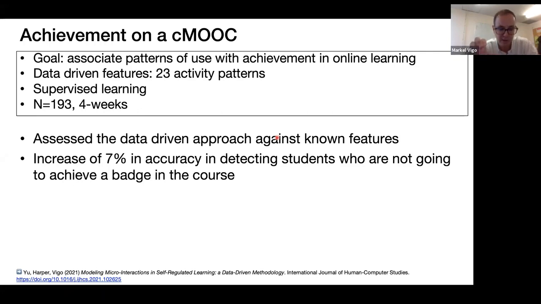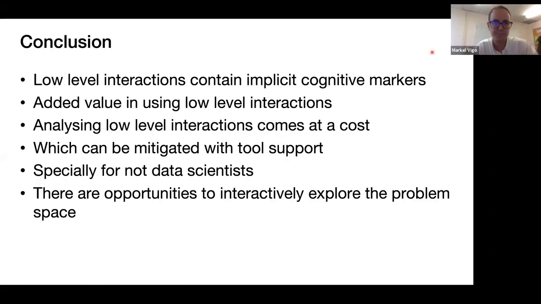And this comes back to the point I made earlier about making it actionable. We now know which behaviors are indicators of not achieving a badge. So if we can capture these behaviors early in the process, we can intervene. We can ping this user and tell them, look, you may not complete the course. Is there anything we can do for you? That's what I mean by actionable.